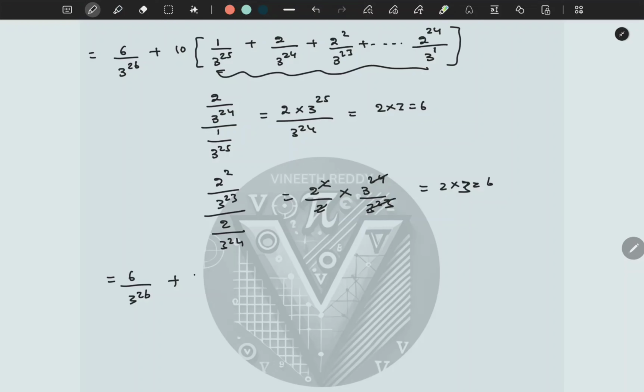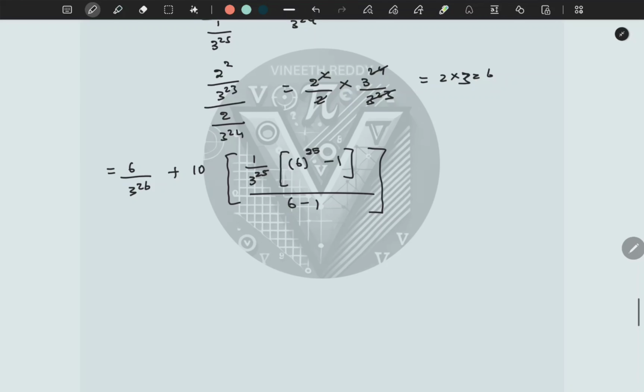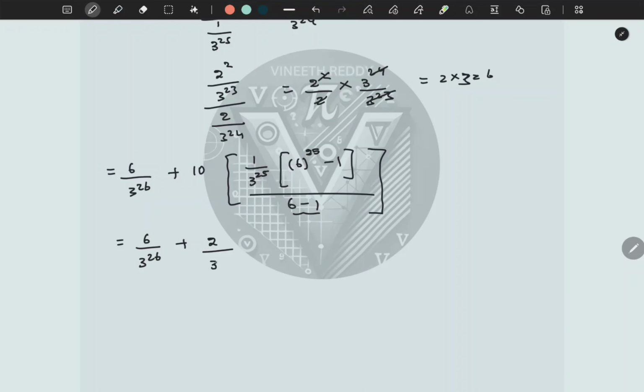Sum of n terms in GP will be a into r to the n minus 1 by r minus 1, where a is 1 by 3 raised to the power 25. What is the common ratio? Common ratio is 6. So 6 raised to the power number of terms, 25, minus 1 divided by r minus 1, right? So 6 minus 1 is 5. So we get 6 by 3 raised to the power 26 plus, we get 10 divided by 5, right? 10 divided by 5 is 2.